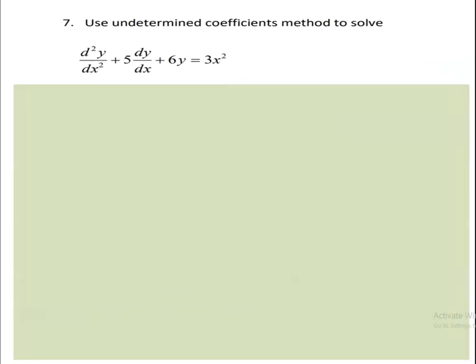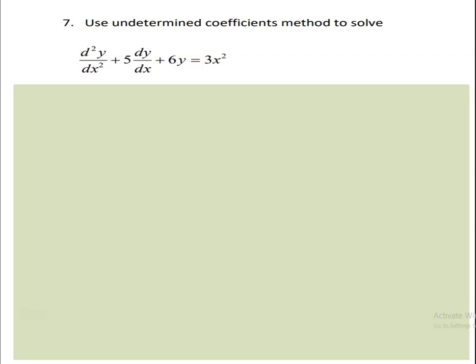Next from this, what comes is question number 7, the last one. It says use undetermined coefficients to solve this one. Students, this is basically a non-homogeneous second order differential equation with constant coefficients. So first we have to find the homogeneous solution. Next we will determine the particular solution. Then after that we will combine the two in order to find the general solution. This is the procedure we need to follow.